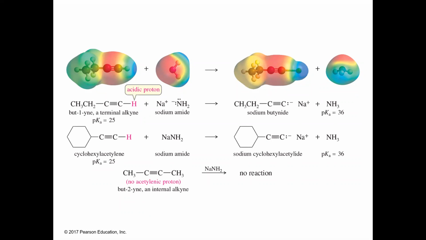So we have an acid-base reaction that goes to completion. NH2 minus takes this hydrogen, we get the sodium salt of this acetylide, and then when NH2 gains a proton, it becomes ammonia. This works because you can see the pKa of ammonia is 36, and the pKa of 1-butyne is 25. So going from a stronger acid to a weaker acid will favor products.